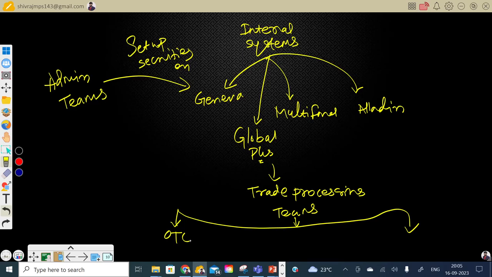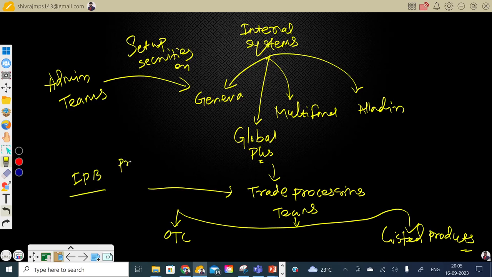Let's say for listed products, you might see a different team, like for equity or options, futures, that can be for FX even. So you might see different teams. Why are different teams required? Because trade processing teams refer to data from interactive prime brokers. Why interactive prime brokers? Because brokers provide trade support.